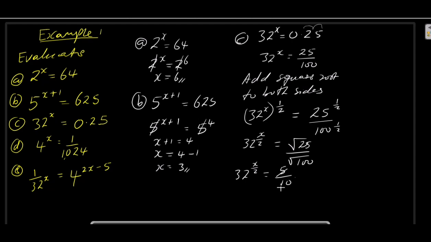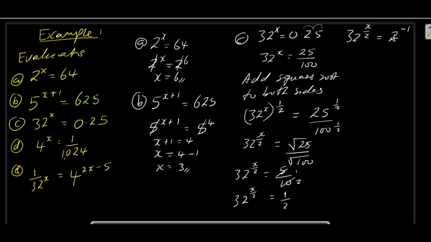We can simplify this further. 5 in 5 is 1, 5 in 10 is 2. So we're going to be having 32 raised to the power of x over 2 equals 1 over 2. Now, we can re-express this by saying 32 raised to the power of x over 2 equals, my 1 over 2 can be re-expressed as 2 raised to the power of minus 1, which is also known as the negative index law.